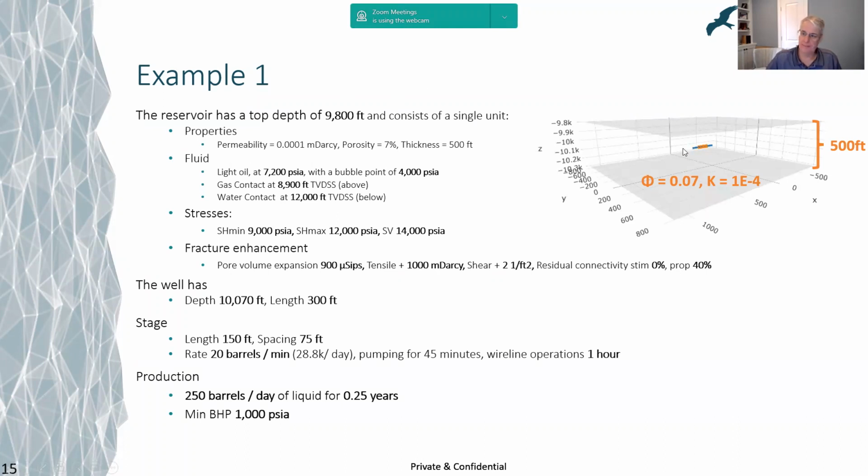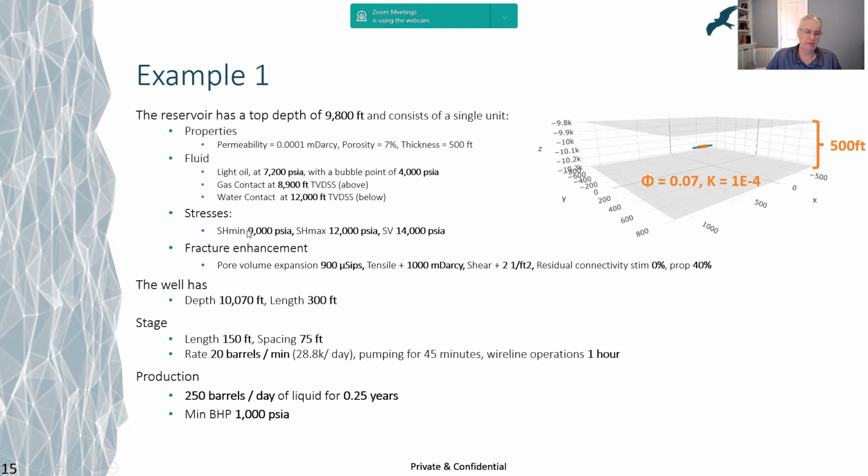We've got a single layer. The porosity is 7%. The permeability is 1e to the -4, and the layer is 500 feet thick. The well is roughly in the middle of that, depth-wise, and it's a short stub of a well with a single frac in the middle, a single fracture stage. Our fluid is a light oil, and we're in the oil zone, so the gas contact is above us and the water below. So we're going to make sure that those are out of the way.